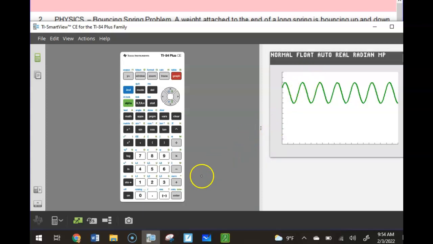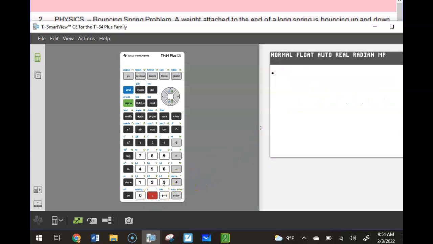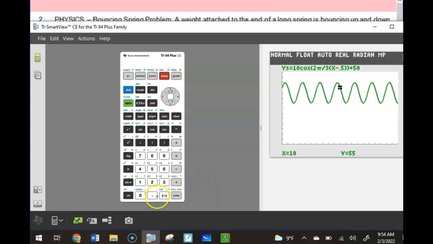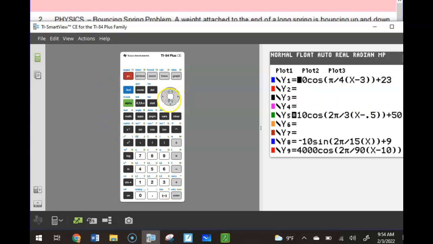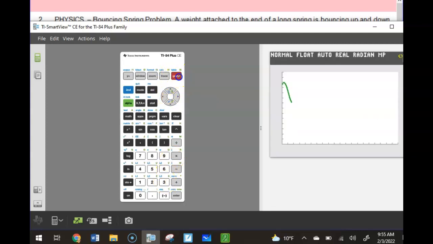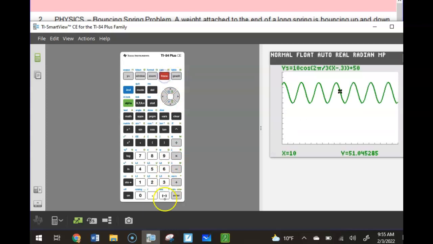Okay, so let's double check. What was it, 0.3? I'm going to trace 0.3 and make sure I'm at 60. No? Was it not 0.3? Oh, look, my equation is typed in wrong. I have a 0.5 in my equation. Fixing. Because when I typed it in before class, I must have typed it wrong. I had 0.3 written down though, didn't I? Okay, so now when I go to 0.3, it's at 60.